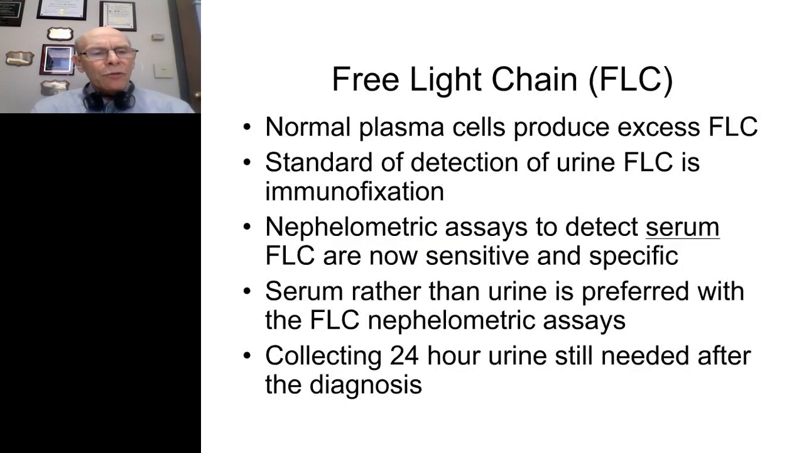Normal plasma cells produce the heavy chains, gamma, alpha, and mu, separately from the light chains. When the light chains are produced in excess, they pass into the serum and are quickly excreted into the urine. That's why urine protein electrophoresis and immunofixation techniques have been the standard for initial detection of monoclonal free light chains for many years. However, free light chains do exist in the serum, and with a sensitive enough technique, one can measure free kappa and free lambda chains in the serum.